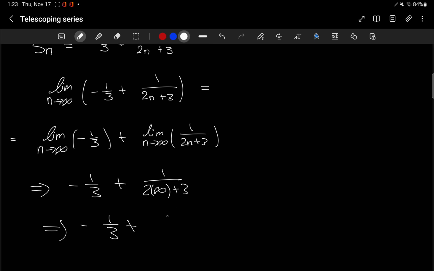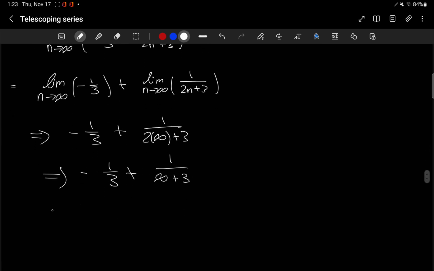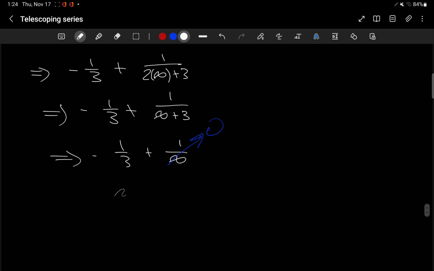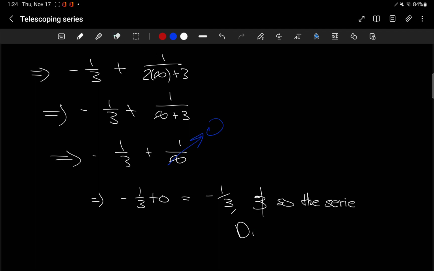So we have -1/3, and anything multiplied by infinity is infinity, anything added to infinity is still infinity. So we have -1/3 plus 1 over infinity, and anything divided by infinity goes to 0. And so we have -1/3 plus 0 equals -1/3. And so the series converges.